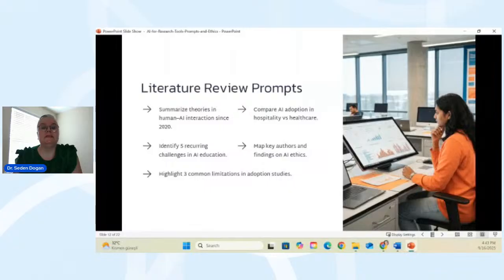The other one is "map 3 recurring debates in AI in higher education and cite real recent papers for each." Now you will see the bigger picture, okay? And the other one might be "summarize differences between AI adoption in hospitality versus healthcare, including 1 limitation per domain." So that will be a comparative insight for you. Here AI acts like a research assistant who organizes your notes, but you will write the narrative, okay?